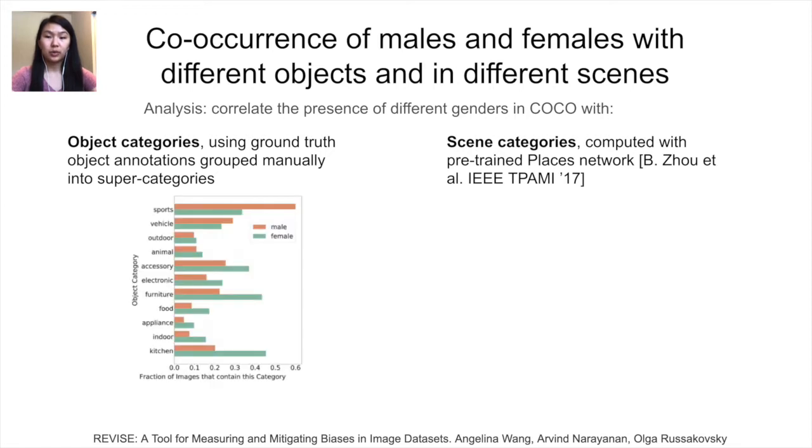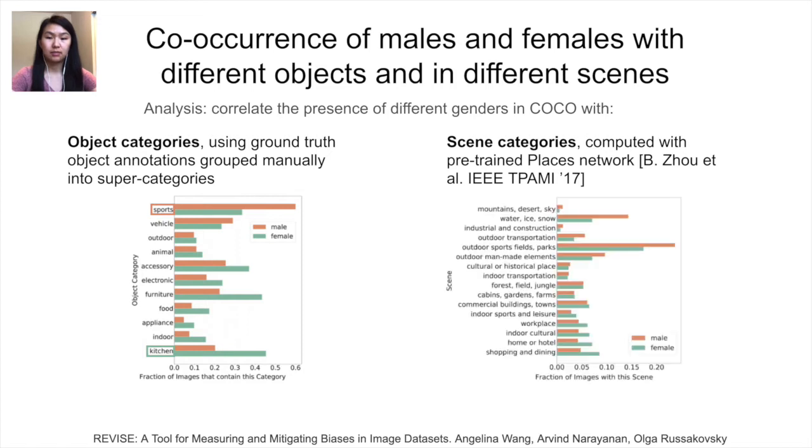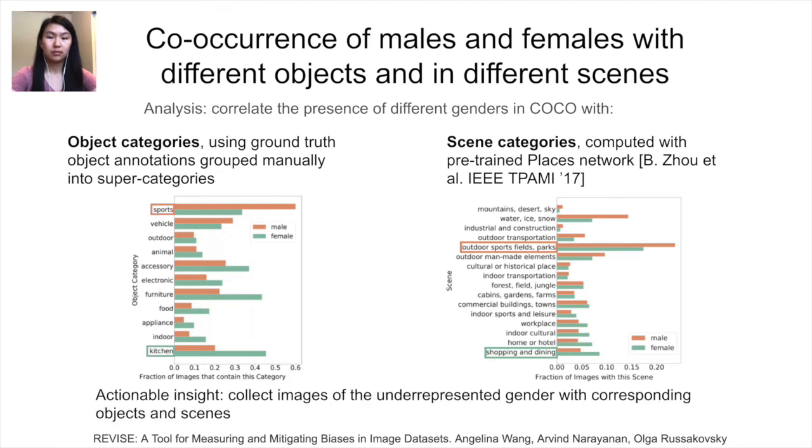In this graph, we can see the object categories ranked by those which are more represented with males and those which are more represented with females. As we can see, the trends of these objects often mirror that of societal stereotypes, which can be problematic if we do not want the models trained on these datasets to perpetuate or even amplify such biases. In this graph, we see the same thing for scene categories. And once again, we see the same troubling trends.